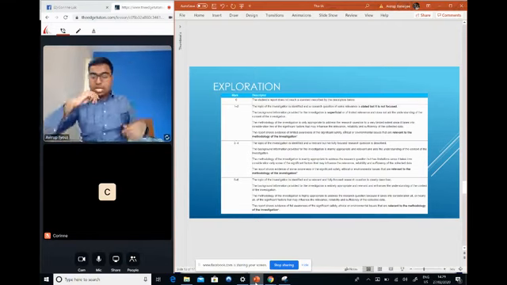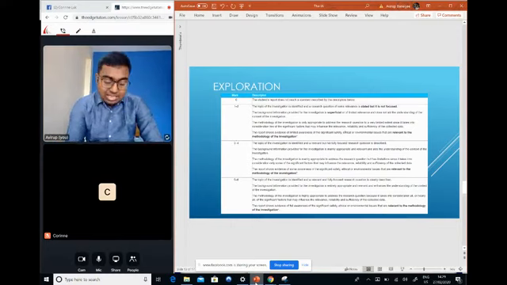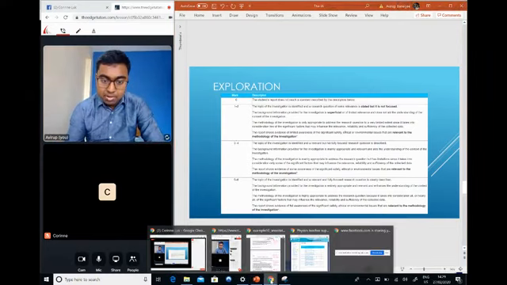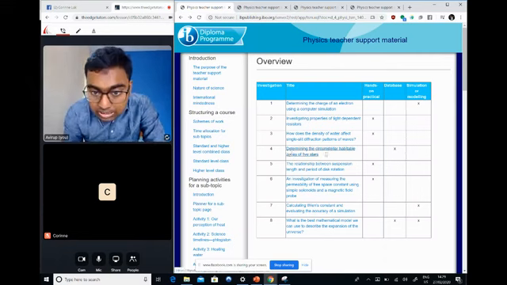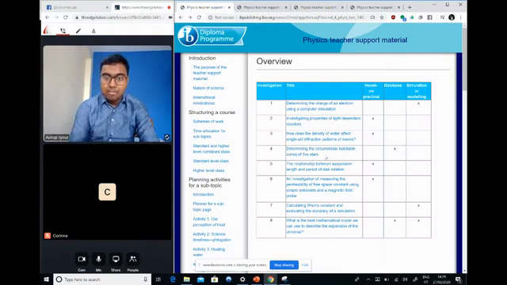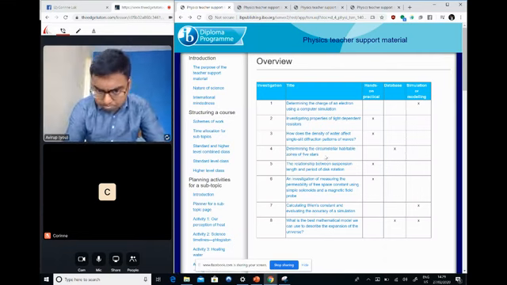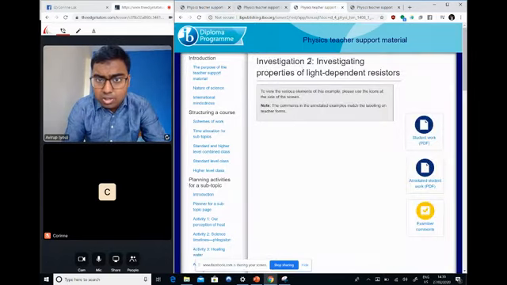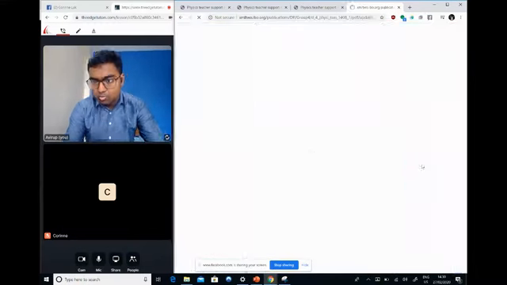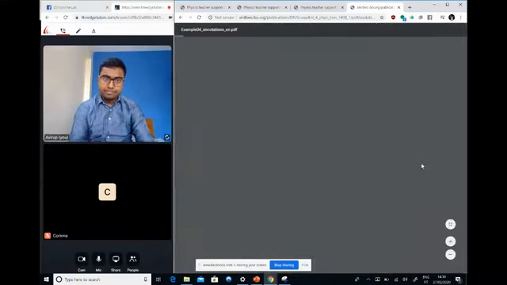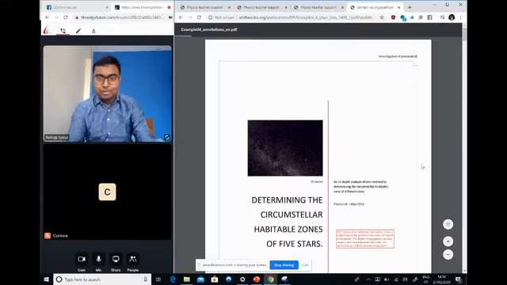Look, take the one about the Goldilocks zone, about the different planets, right? Which one was it? Determining the circumstellar habitable zones of 5 stars. I'm sure this, in fact, we can just look at it. What does it say? Hold on. Investigating light. Nope. This one. Yep. Let's see what the annotated student work is. Hopefully this was a good project.